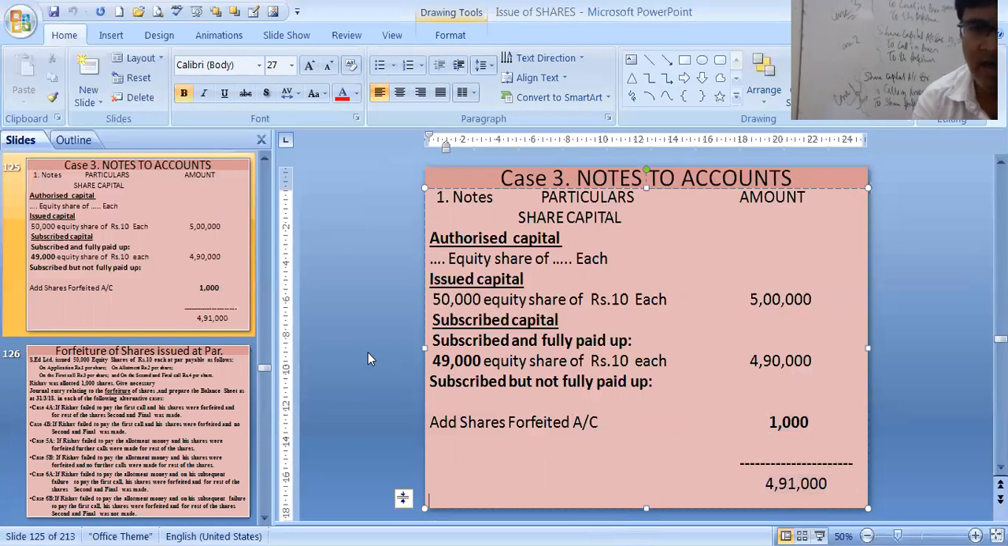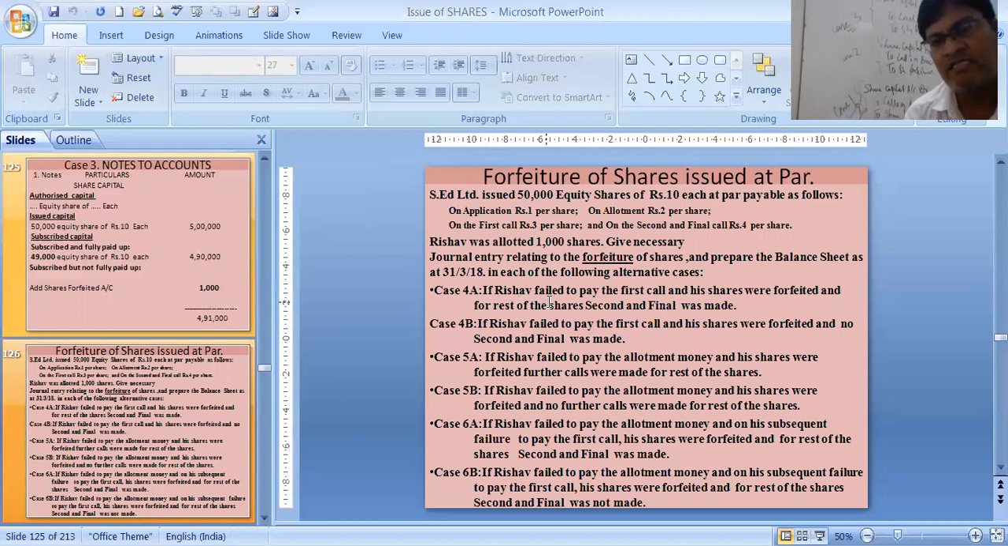Now your next variety of sum, next 3 more cases. Same sum, everything same. After case 3, there are more cases now: 4A, 4B, 5A, 5B, 6A, 6B. That means 2 each for 4, 5 and 6, 6 cases are there. The journal entry will be changed because over here the cases are different.